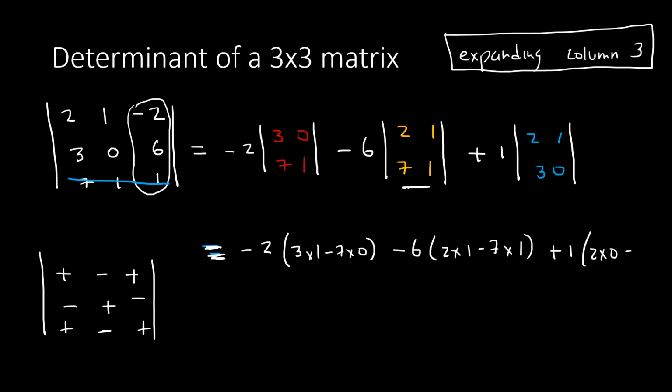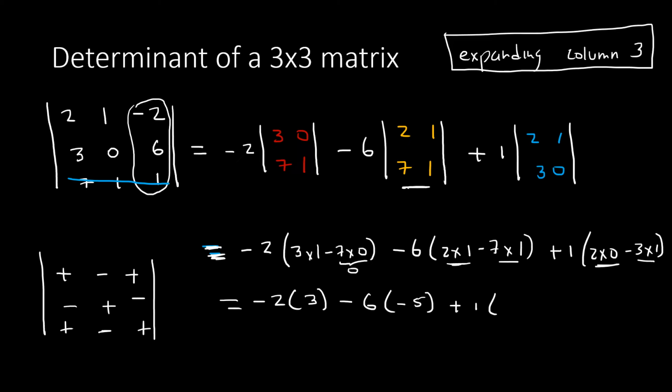Then from here, you can put everything in your calculator. If you are afraid of making mistakes, do it step by step. We know 3 times 1 is 3 minus 7 times 0. This will be 0. So we'll be left with 3 minus 0. Minus 6, inside the bracket, you have 2 minus 7, which will give us minus 5. Then your 1 there. Inside the bracket, you have 0 minus 3, which is minus 3. Then you put it in your calculator. Now you have minus 6. Okay, let me press my calculator for this.